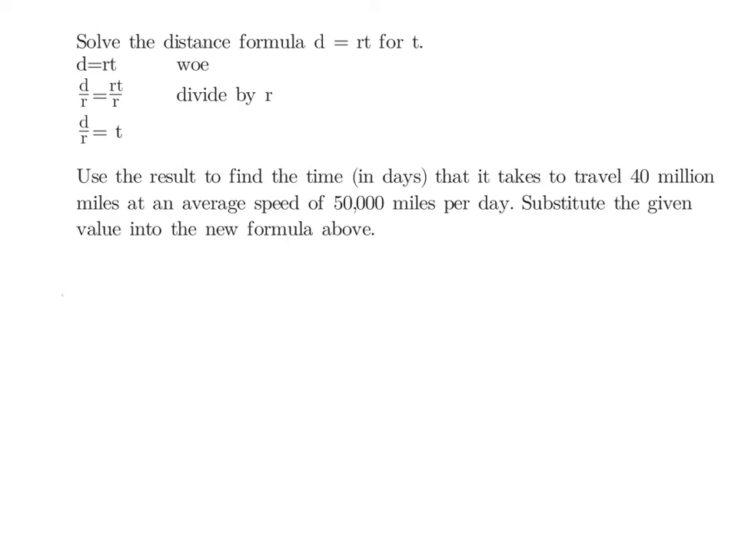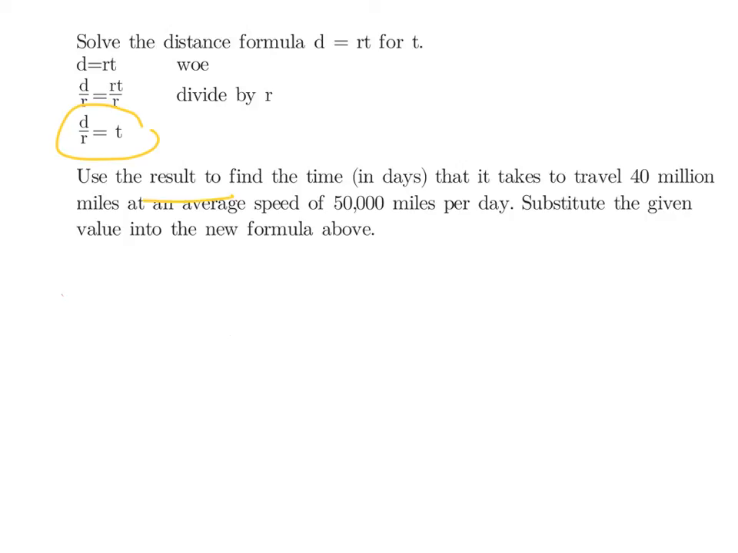So now we're going to solve the distance formula, d equals rt, and we're going to solve for t. So we look back up here. We have d equals rt. That's our original equation. We're going to eliminate the r from the rt side so that we can isolate the t. And now we end up with d over r equals t. Now that we know that's our formula, we can use the result to find the time in days that it takes to travel 40 million miles at an average speed of 50,000 miles per day. And we'll substitute what it just gave us into the formula above.